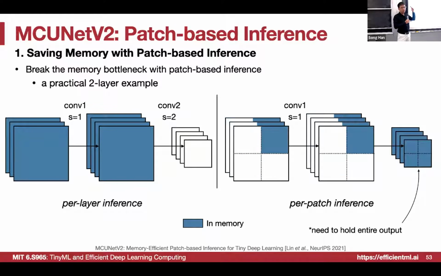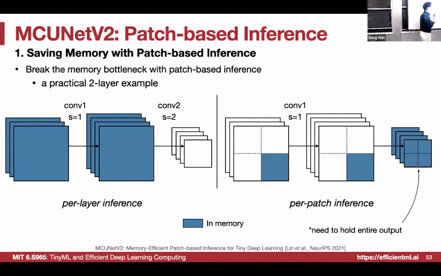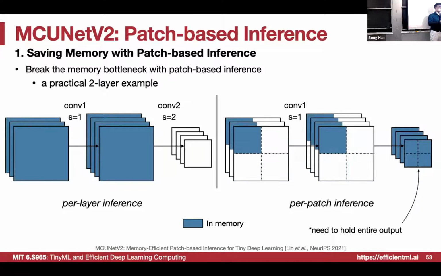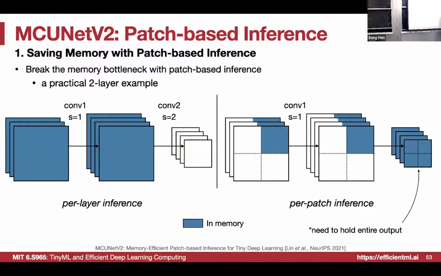So MCUNet v2 proposed this patch-based inference methodology, which breaks the memory bottleneck. This is a 2-layer example. Every time we just compute a quarter of this feature map. We do it for the first layer and second layer, and store it, materialize it in the third layer. So we are no longer doing it layer by layer, but we are calculating layer 1, 2, and then 2, 3, and then store it.